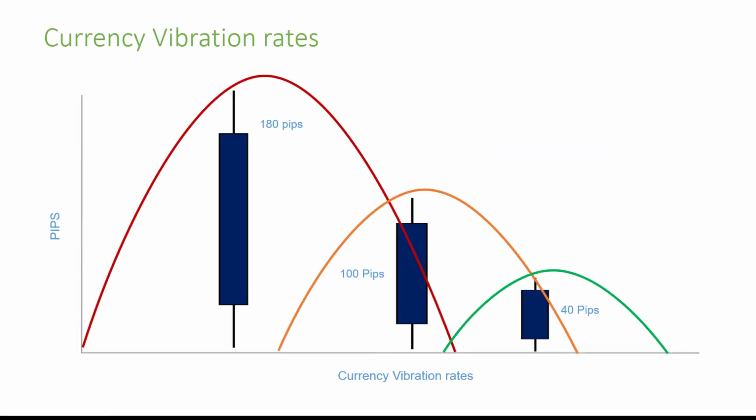Now, some currencies, and if you look at the chart on the screen right now, here are the daily candles. Some currencies will have a 180 pip daily candle, others will have a 100 pip daily candle, and others will have 40 pip daily candles, and that's the vibration rate that I'm talking about. In order for us Forex traders to make money, we need vibration, we need action, we need volatility in the market, because we want to trade the price from the bottom to the top and make 180 pips and so on. If there's no movement in the market, we cannot make that money.